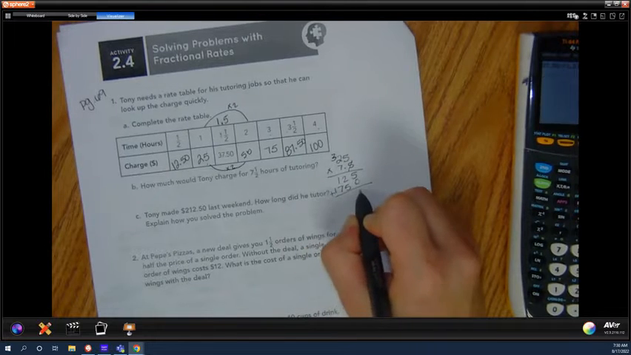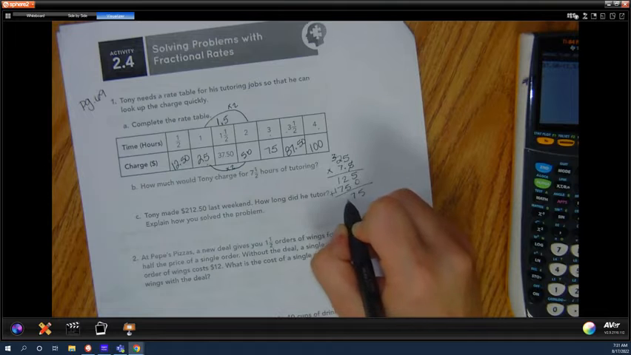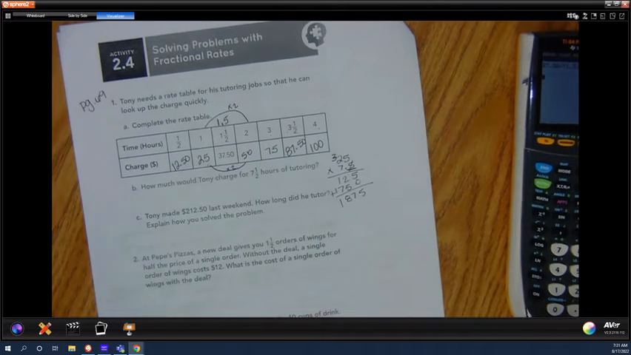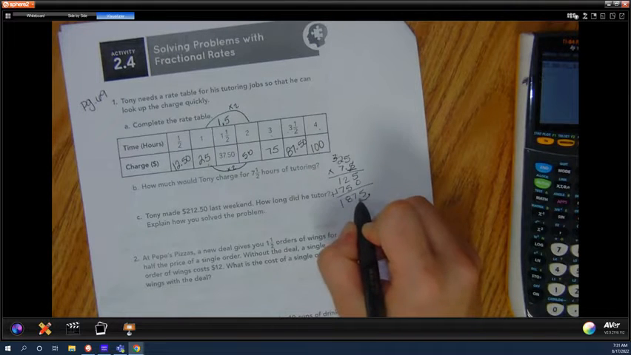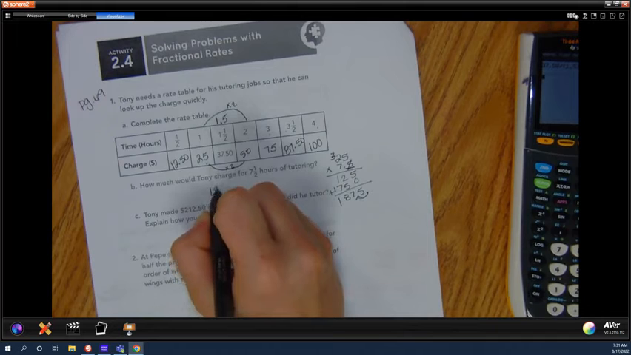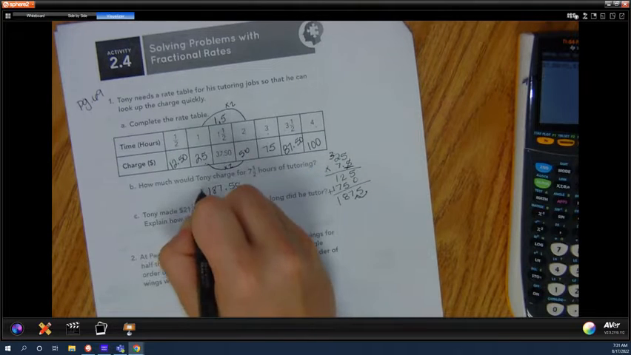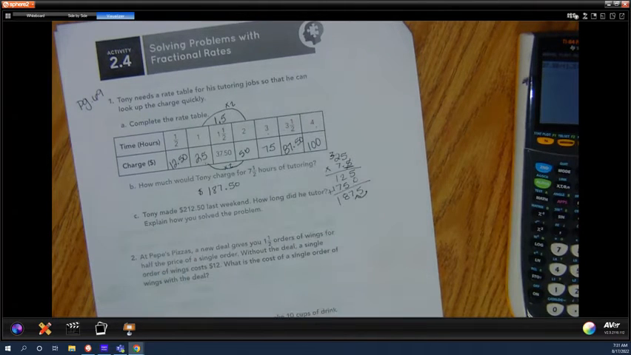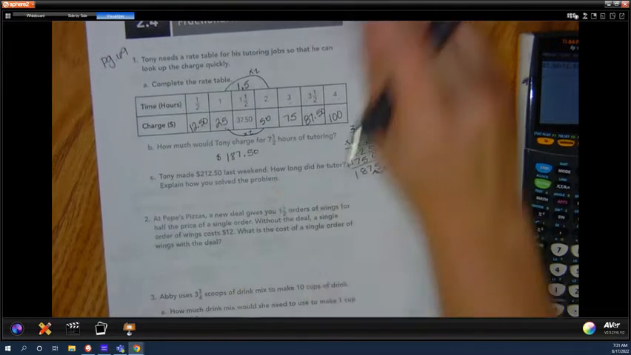And then now I add. 5 plus 2 is 7. 6, 7, yep. 7 plus 1 is 8. 1 plus 0 is 1. Now I need to count my number of decimals. Well, I have only one place value behind the decimal, which means I'm going to take my decimal and move it to the left one time. And for 7.5 hours, Tony will earn $187.50.